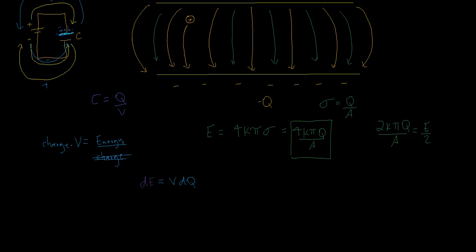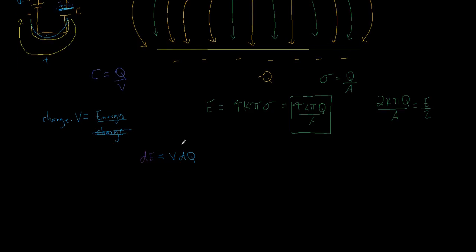Now, in order to solve this equation, the first thing we have to do is to substitute voltage in terms of charge, because this is how the capacitor works. To get voltage from here, you just multiply both sides by voltage and divide both sides by C. So this voltage is equal to charge divided by capacitance, and we just substitute this in, and so dE is going to be equal to Q over C times dQ.